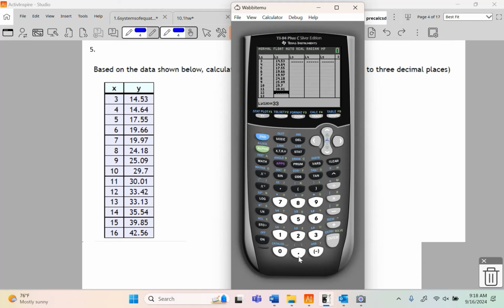Anyways, after that, we go to stat, we go to calc, we do a linear regression, choice 4. We scroll down to calculate, and our R value will be that guy right there, 0.992.